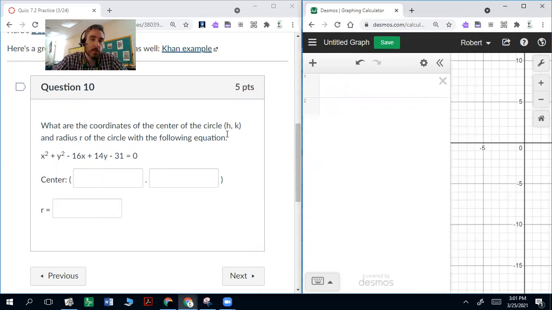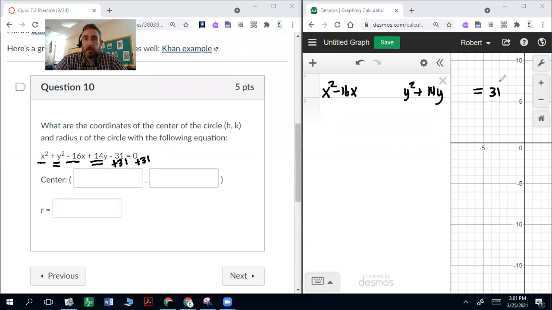All right, let's go over number 10. Number 10's a lot like number 9. Let's do it. So let's see, x squared minus 16x. Here we go. And then we have y squared and plus 14y. So do a little space. And then we have a minus 31, which we are going to add to that 0. So 31 plus 0 is 31. So there's your starting point.